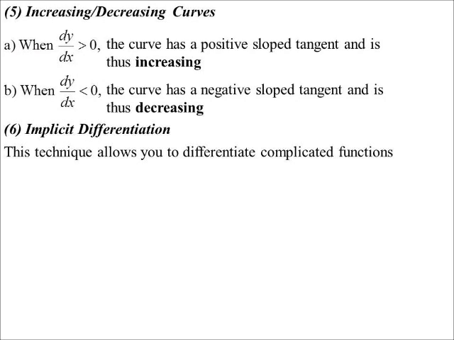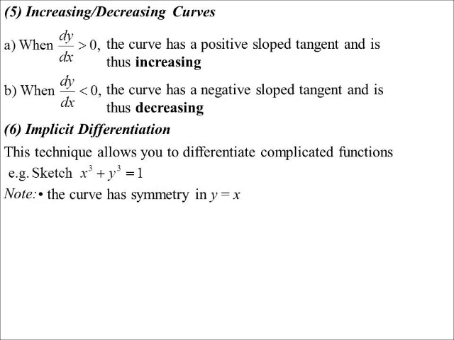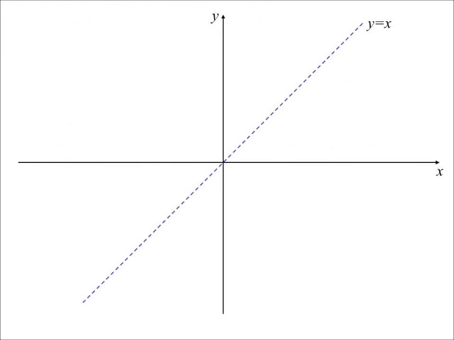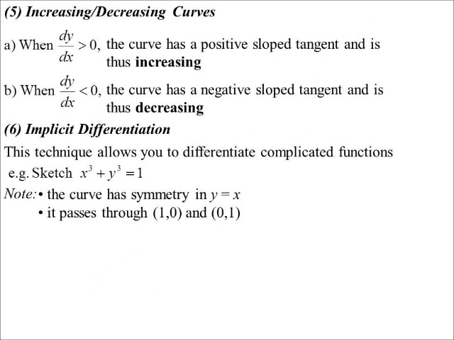So let's have a look at this one I talked about before: x cubed plus y cubed equals 1. Let's investigate this a bit further. We know it's symmetric in the line y equals x, because if we swap x and y around, it doesn't change. So I'll just dot in y equals x there. I can find the x and y intercepts quite easily. So now it passes through (1, 0) and (0, 1).